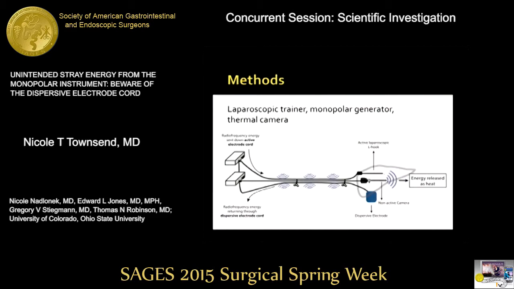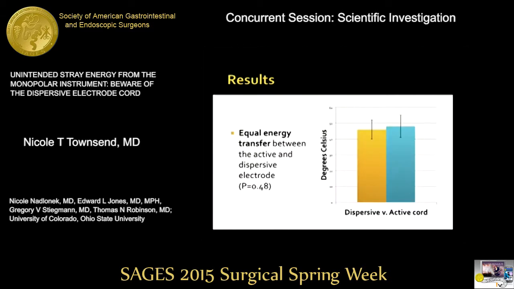So we placed bovine tissue in a laparoscopic trainer using our previously developed antenna coupling model. We then modified the orientation of the dispersive electrode cord to determine the extent of stray energy transfer in various conditions. Our first observation was that there is equivalent energy transfer between the active and dispersive electrode. So as energy is traveling throughout the circuit, it is at equal risk in any part of the circuit of emitting that stray energy and that energy being captured and translated into thermal heat.